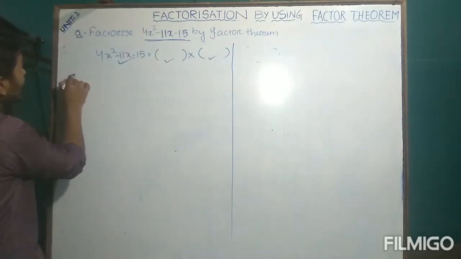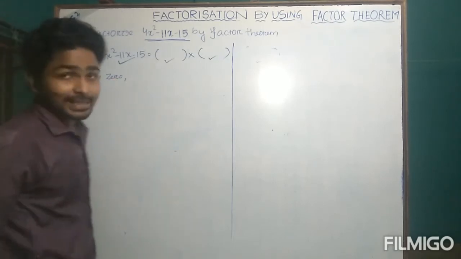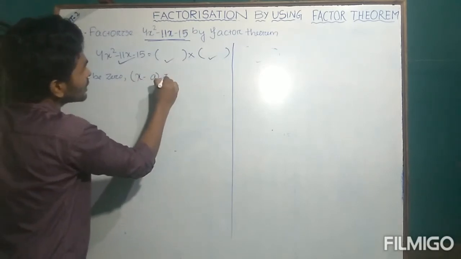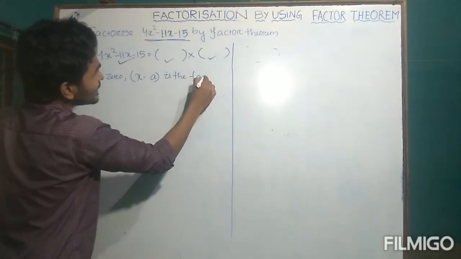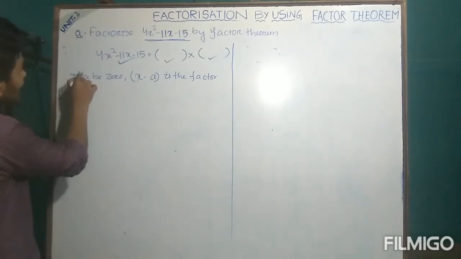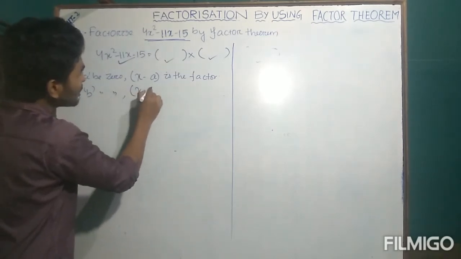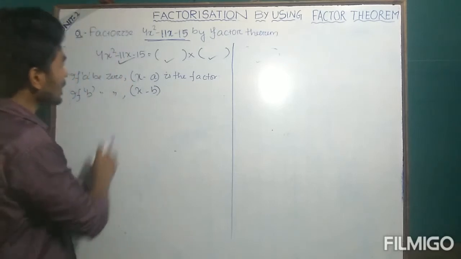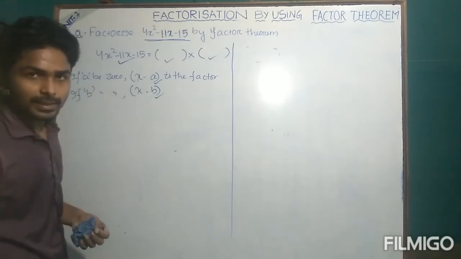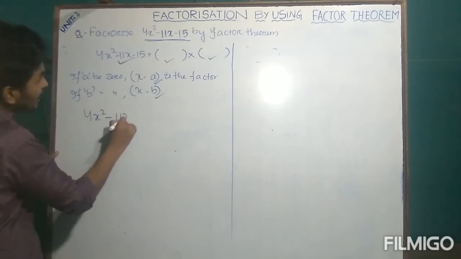Suppose a and b are the zeros. If a is taken as a zero, then x minus a will be the factor. This is the second statement of the factor theorem. Now if we take b as a zero, then the factor will be x minus b. So we get x minus a and x minus b as the two factors. Is it clear? Now we have the quadratic polynomial 4x square minus 11x minus 15.